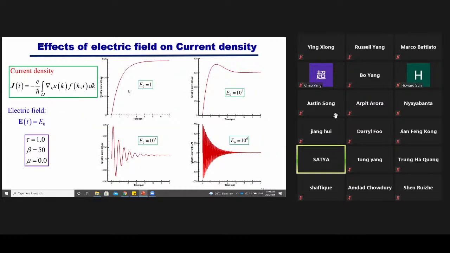This is some effect of electric field on the current density. You can see here, this is the time scale, and this is the electric current. When the electric field is very low, before reaching a steady state solution, it goes slowly. While when the electric field is increased, before reaching a steady state solution, we find some jump, because the solution is going into the Bloch oscillation region. That's why we have some jump here. Similarly, at a high electric field value, it has some transition phase in the high frequency solutions.